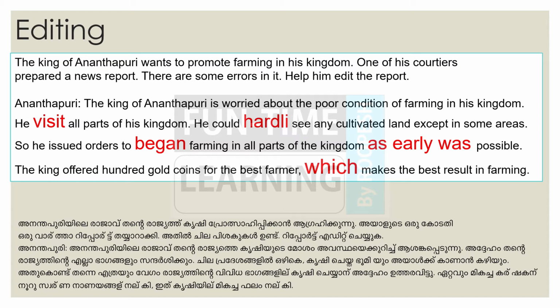So let's read this. Anantapuri, the king of Anantapuri, is worried about the poor condition of farming in his kingdom. He visit all parts of his kingdom. അദ്ദേഹം സന്ദർശിച്ചു. Visit, സന്ദർശിക്കുക. സന്ദർശിച്ചു is what we want now. അദ്ദേഹത്തിൻ്റെ രാജ്യത്തെ പല സ്ഥലങ്ങളിലായിട്ട് സന്ദർശിച്ചു എന്നാണ് പറയുന്നത്. രാജ്യത്തിൻ്റെ എല്ലാ ഭാഗങ്ങളും സന്ദർശിച്ചു.